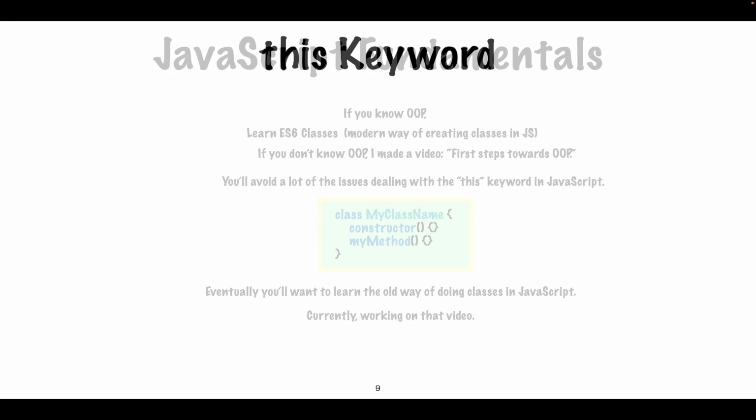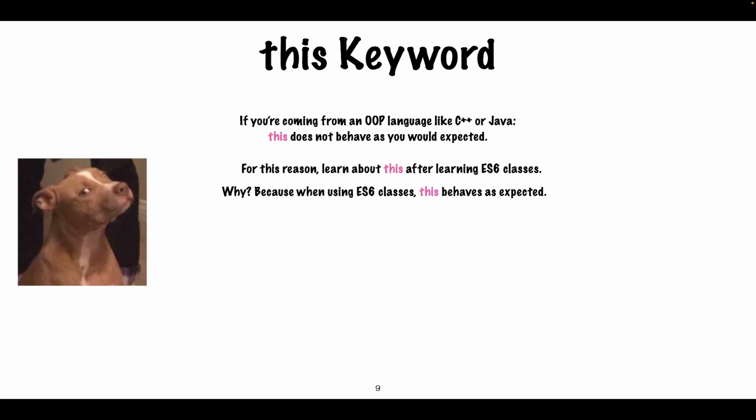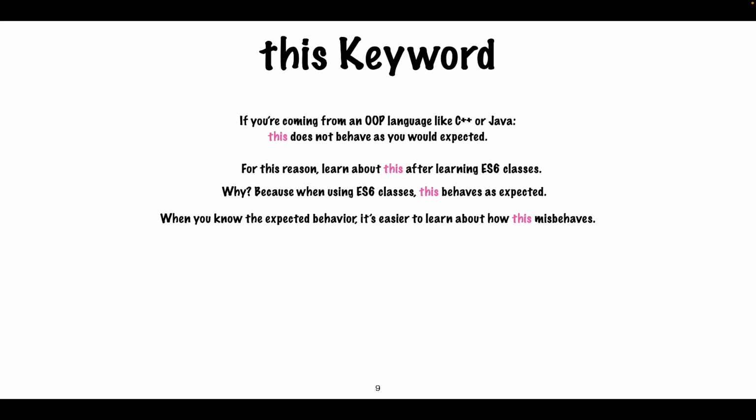that video as well. Okay, once you get past ES6 classes, and you want to learn all this material in the order that I'm listing it, as I mentioned, you want to learn about the this keyword and how it can misbehave in JavaScript. If you're coming from an OOP language like C++ or Java, this does not behave as you would expect in JavaScript. For this reason, learn about this after learning about ES6 classes. Why? Because when using ES6 classes, this behaves as expected. When you know the expected behavior, it's easier to learn how this misbehaves in JavaScript.